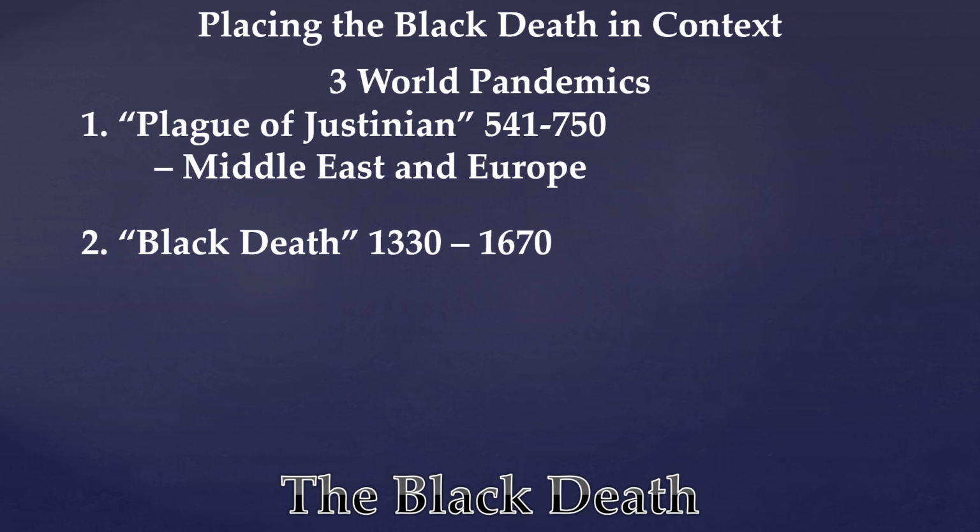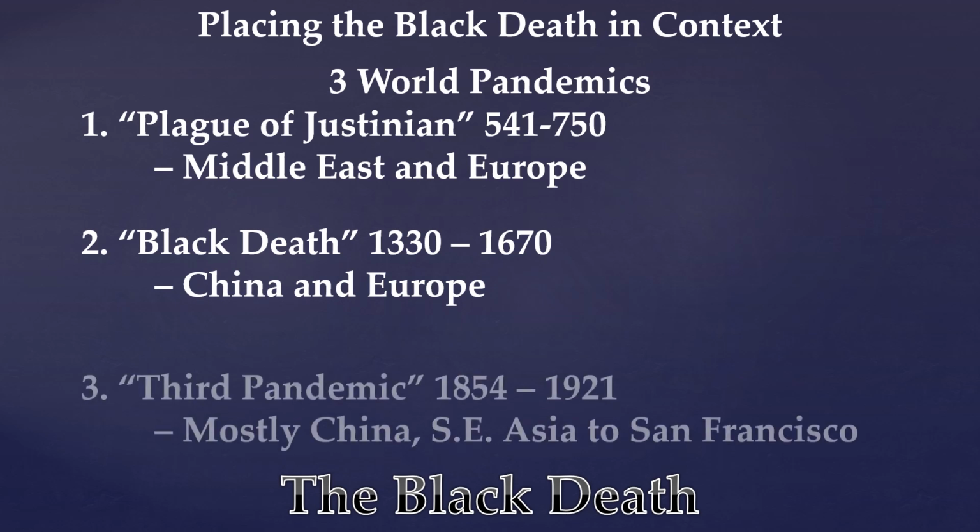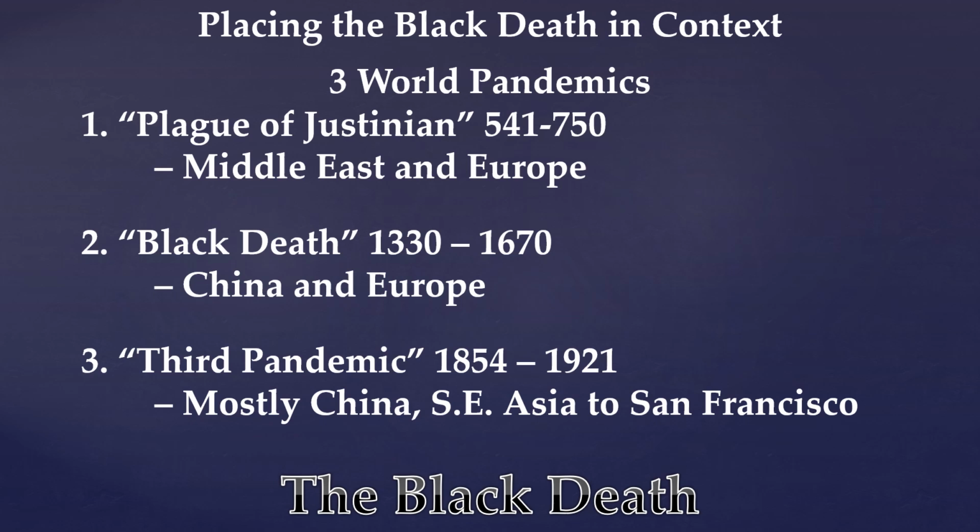We have the Black Death that we talked about, from 1330 to 1670. This takes in a lot of China and Europe, North Africa, the Middle East. And then we have the third pandemic from 1854 to 1921. This is one of the last great world pandemics that we see of this disease, and it takes place mostly in China, but it's going to spread from Southeast Asia across the Pacific to San Francisco, which allows bubonic plague to become endemic in a lot of the rodent populations of the Western United States.